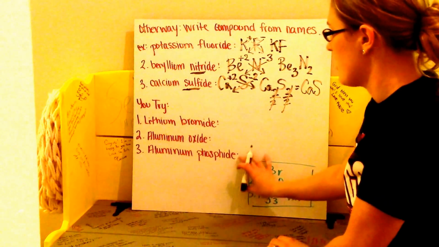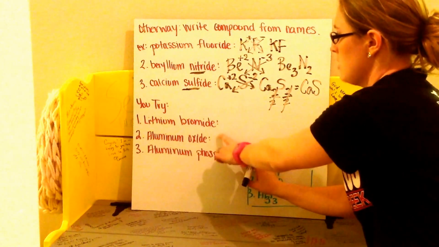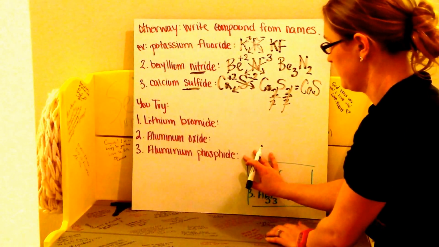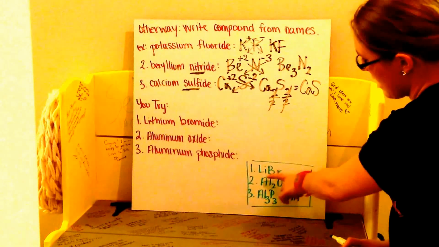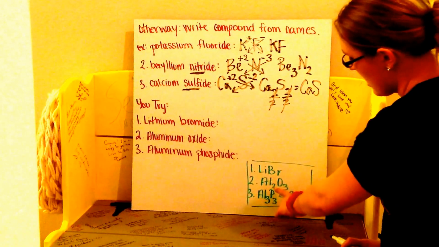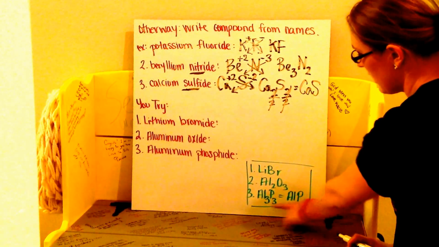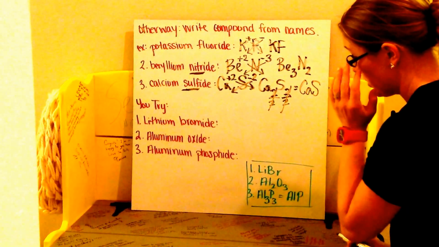So go ahead now and try the following: lithium bromide, aluminum oxide, and aluminum phosphide. You should have got LiBr, Al2O3, and for the last one you should get AlP because both have a positive and then -3 charge, which get canceled out.